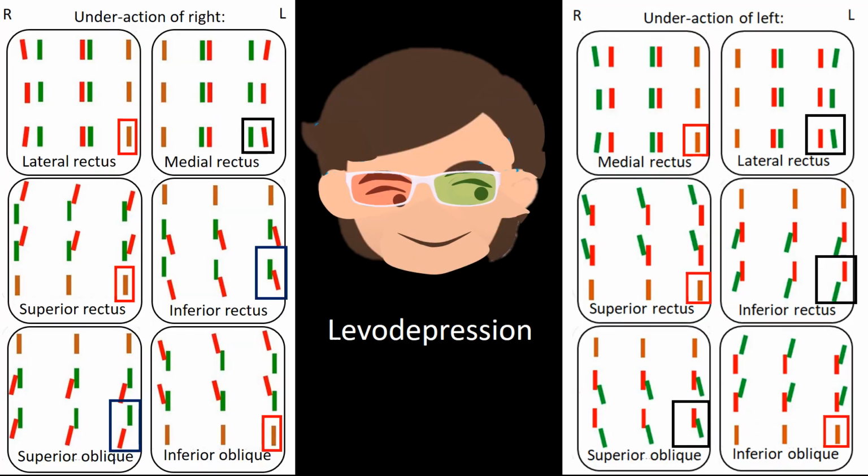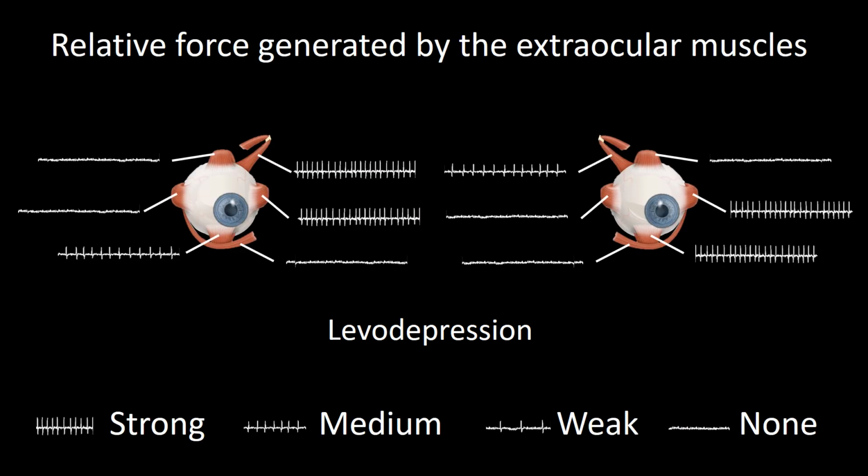During levodepression, as you can see, the right medial rectus and the left lateral rectus are activated, and so are the depressors, with the superior oblique predominating on the right and the inferior rectus on the left, as you can see illustrated in this frame. Notice that on the right, the medial rectus and the superior oblique contract strongly, whereas the inferior rectus less so, while on the left, the lateral rectus and the inferior rectus contract strongly, while the superior oblique less so.